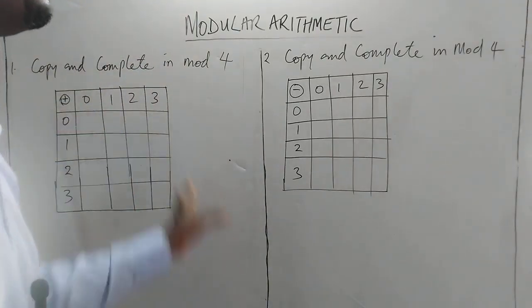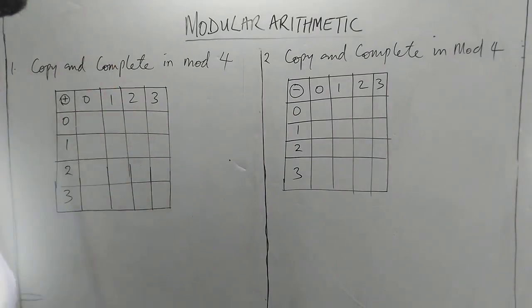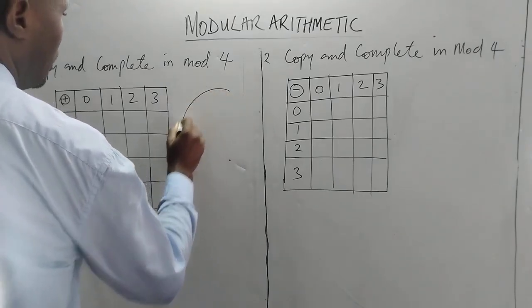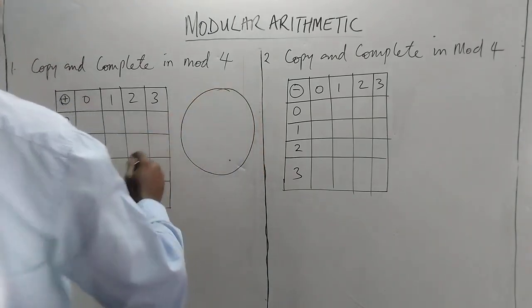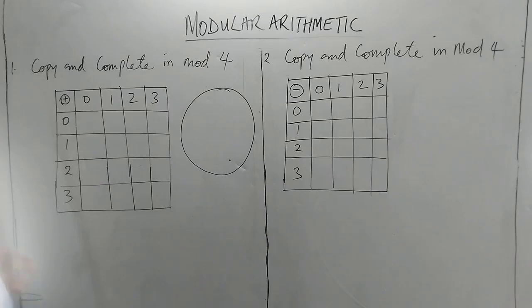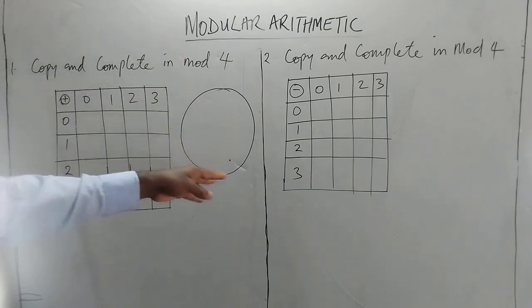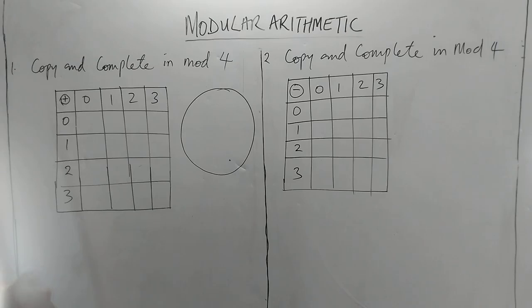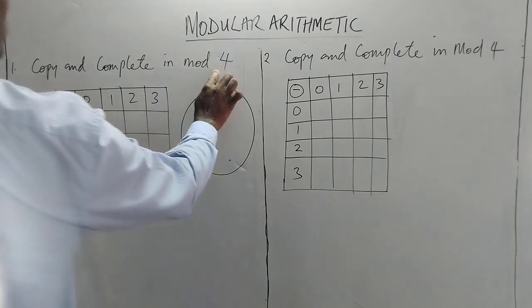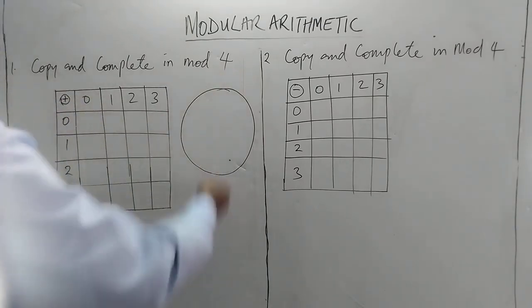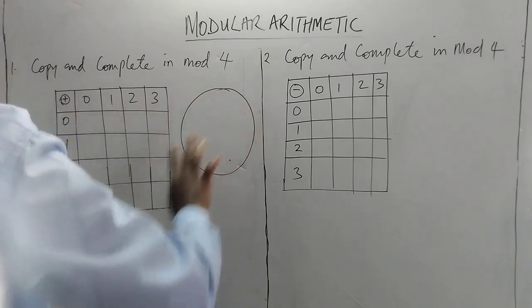If you are given this table and you're asked to complete it, what do you do? There is a method I will teach you that you can use to complete any table in addition, no matter the mode. Once it's addition, use the method and you complete the table. Now, because this is mod 4, the method is like a clock.